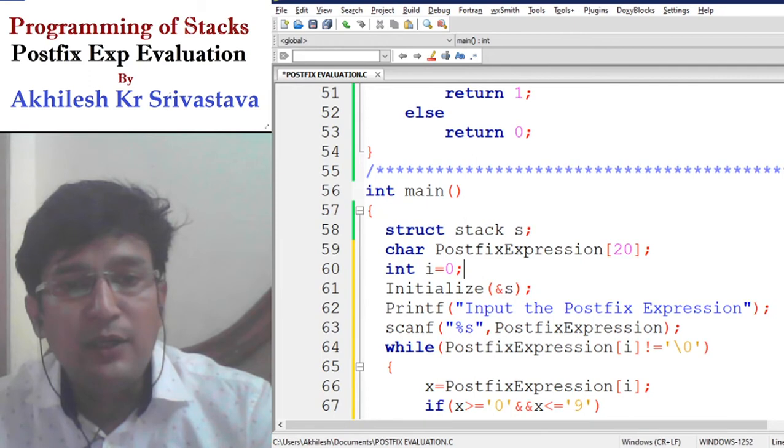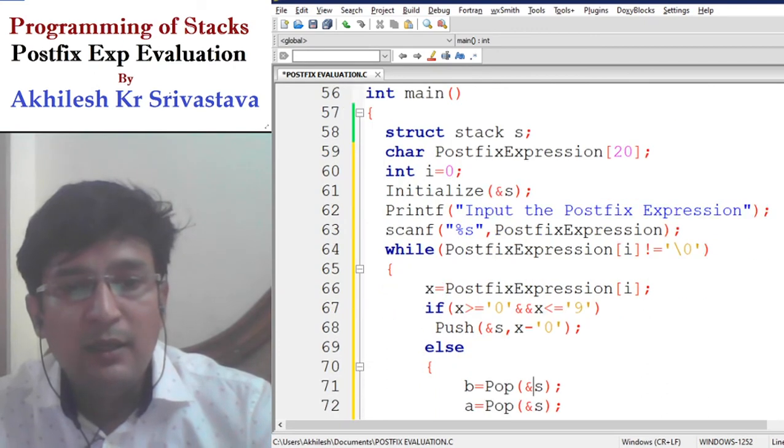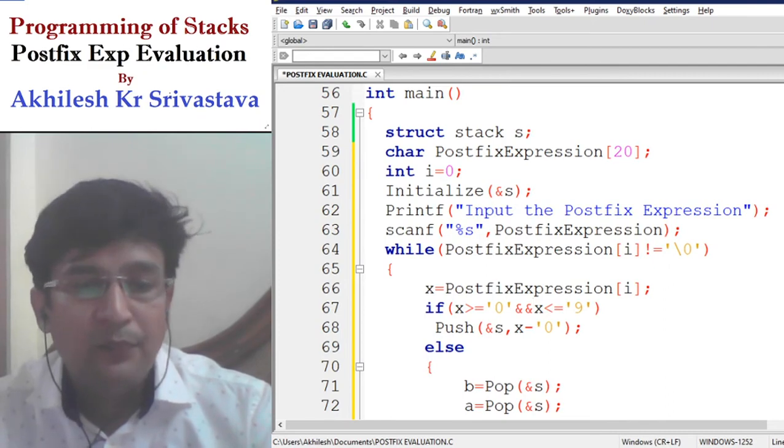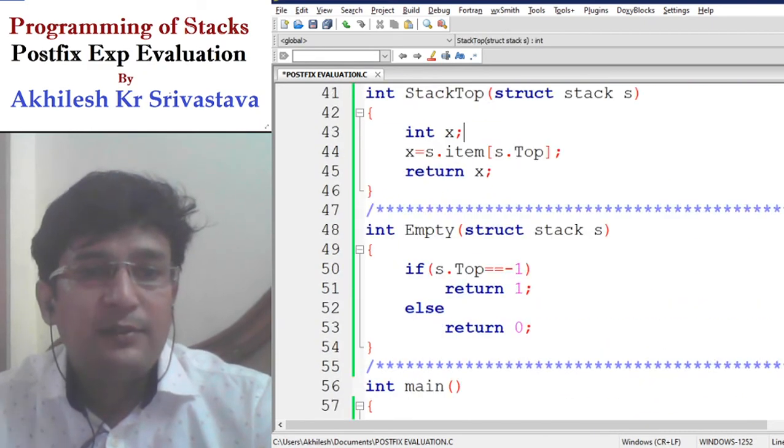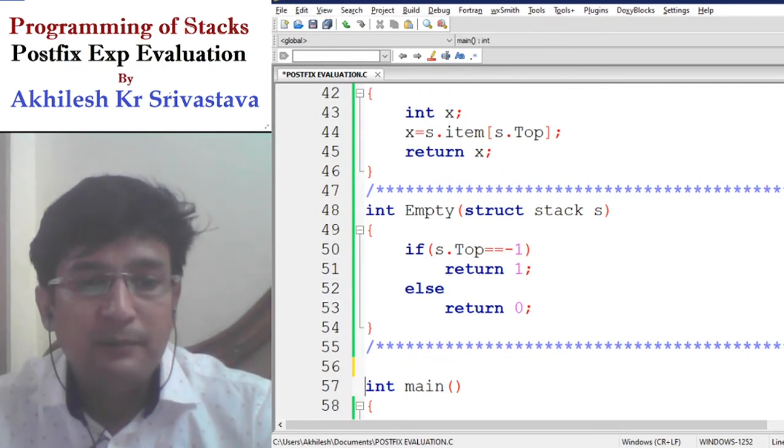In the main, we need to declare a stack. We need to initialize that stack such that it contains no items in the beginning, and then the procedure, which takes one input at a time and finds out if that is an operator or operand, and accordingly makes the decision. Now after this, we need to define this evaluate function.